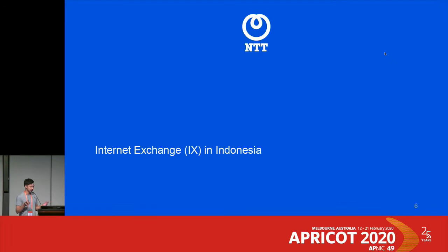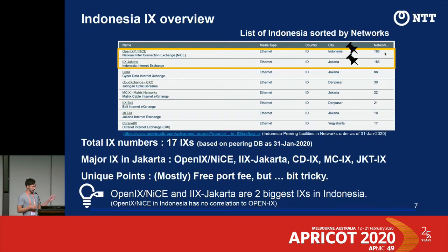So let's go to internet exchanges in Indonesia. Here I have a snapshot of PeeringDB taken on 31 January 2020. Actually, in Indonesia there are a lot of IXs. Because I couldn't put all the IXs here, I just put 6 or 7. But indeed, there are 17 IXs. I think this is a really huge number. The major IXs in Jakarta are OpenIX, IIX Jakarta, CDIX, MCIX, and JKT-IX.